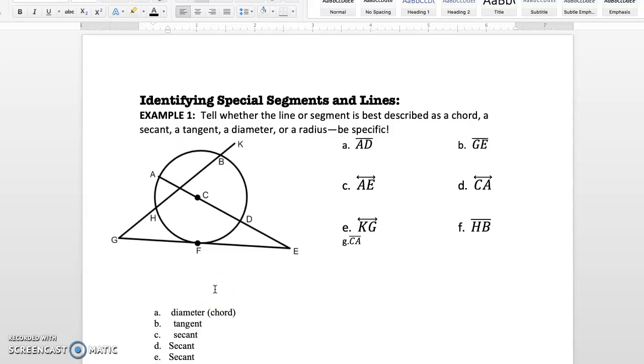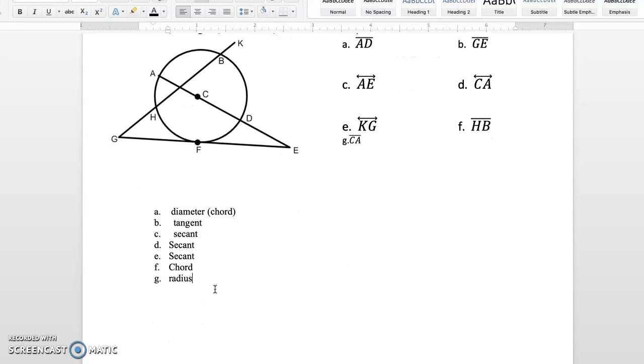I hope this was helpful with your homework when it comes to labeling different parts of the circle. What I did for your homework is I would say name two radii. So for example, in your homework, if it said name two radii, you would put CA, and you could also put CD because they're both different parts of the circle.